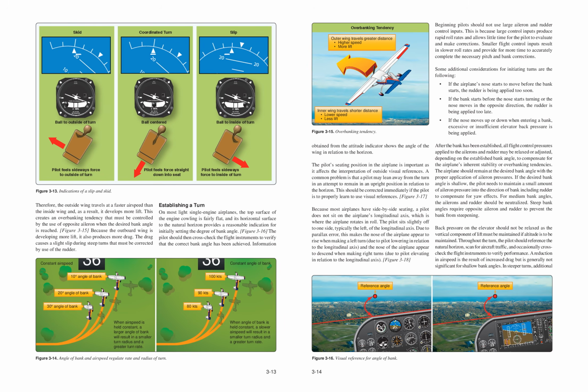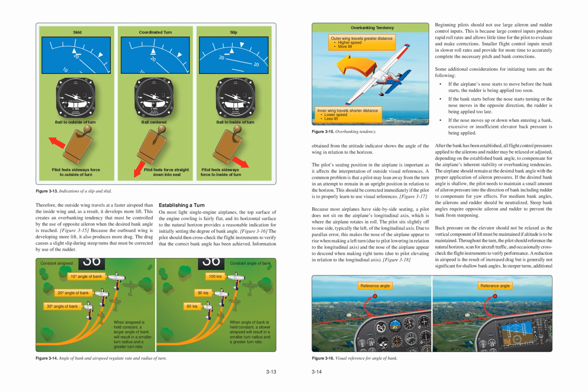Therefore, the outside wing travels at a faster airspeed than the inside wing and, as a result, it develops more lift. This creates an overbanking tendency that must be controlled by the use of opposite aileron when the desired bank angle is reached. Figure 3-15. Because the outboard wing is developing more lift, it also produces more drag. The drag causes a slight slip during steep turns that must be corrected by use of the rudder.